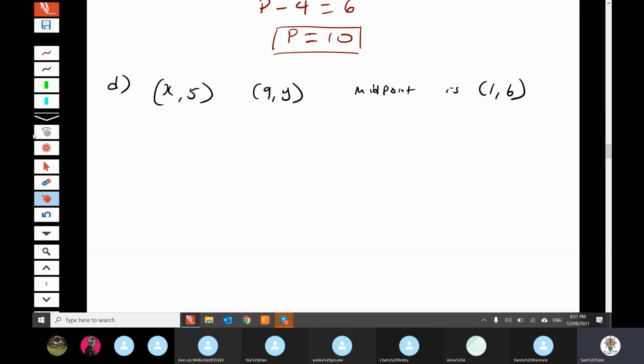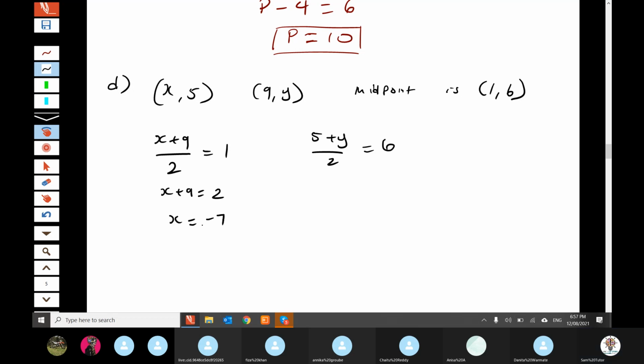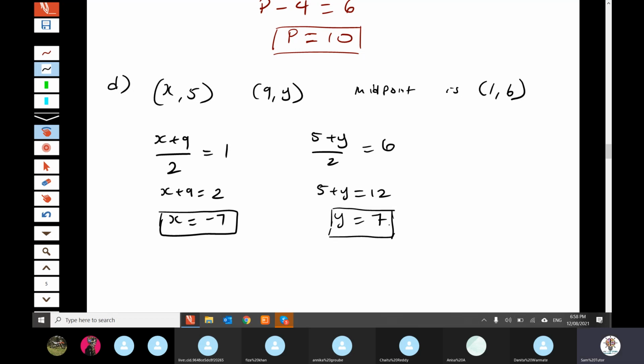Okay, let's finish it off. Lucky last. x plus 9 divided by 2 equals 1. 5 plus y divided by 2 equals 6. And then times it by 2, subtract by 9. Times it by 2, subtract by 5. All right, any questions, you guys?